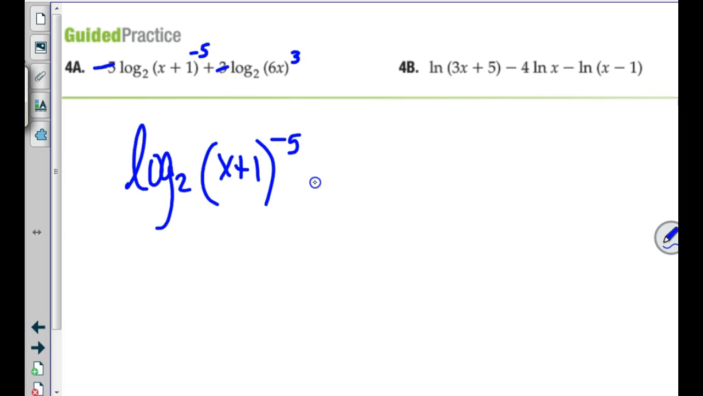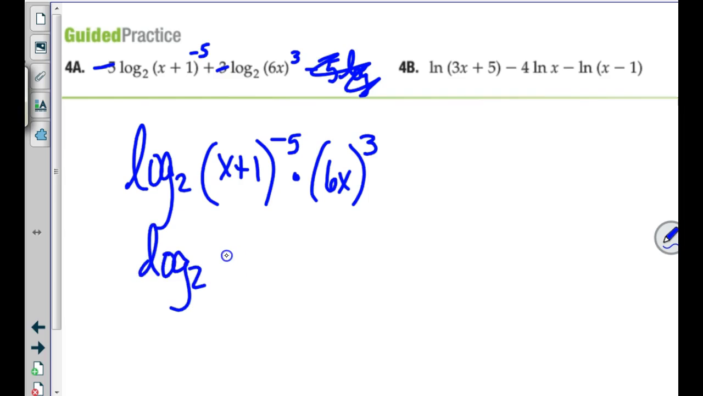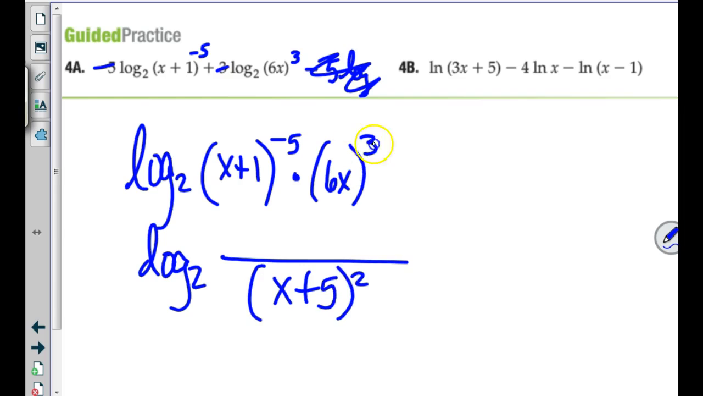Plus means, then we have this messy 6x to the 3rd. Okay. I don't want a negative exponent. What does that mean? It means it belongs in the denominator. Could I have moved minus the 5 log whatever back here, which would have told me it went in the denominator, right? Minus means divide. Okay. So we have log base 2. The x plus 1 to the 5th is going to go in the denominator.